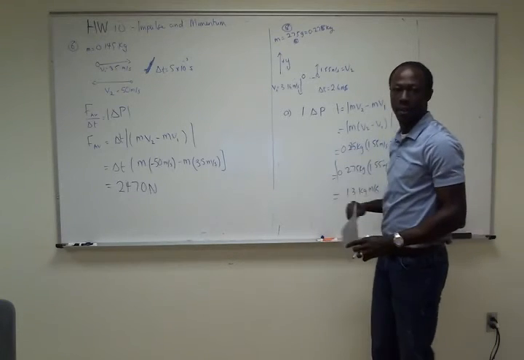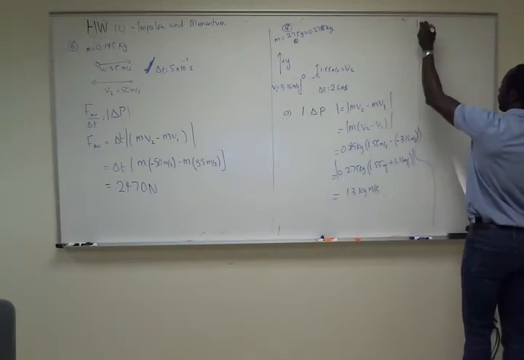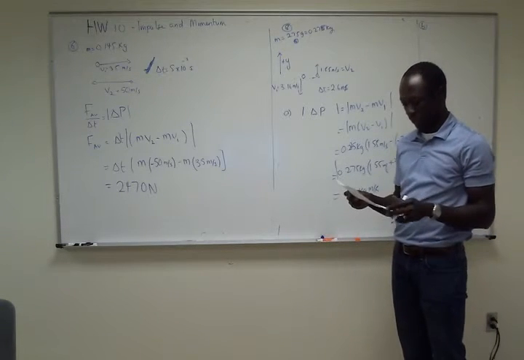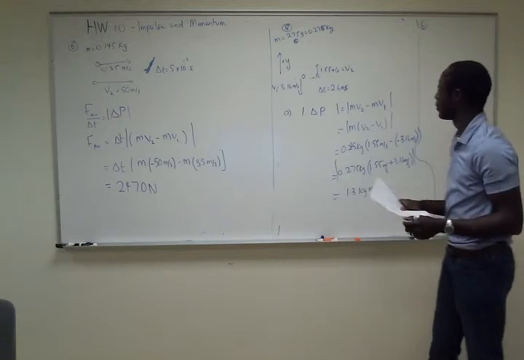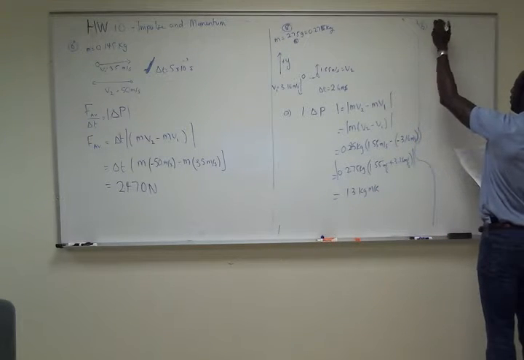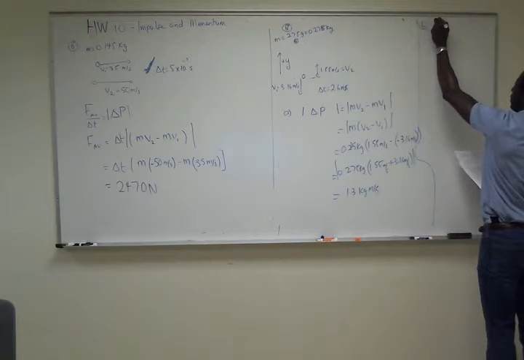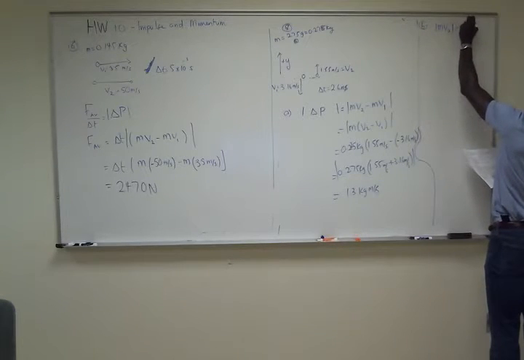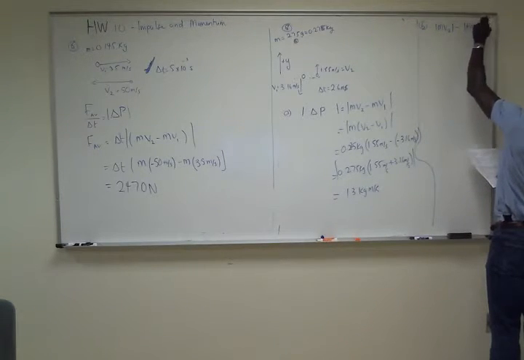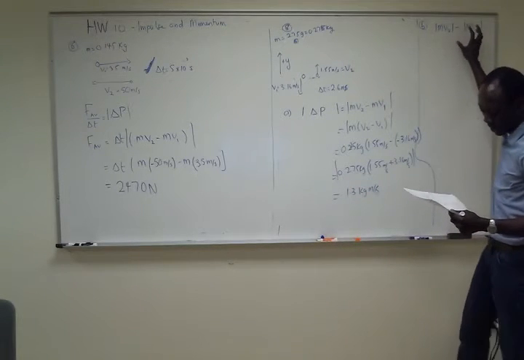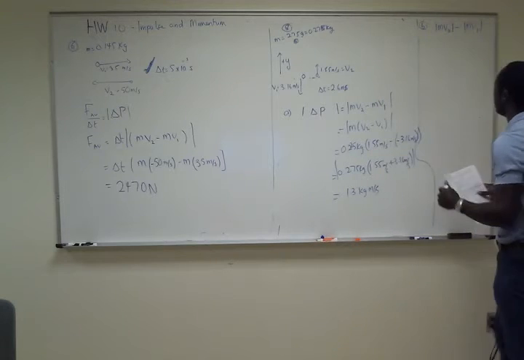In part B of this problem, we have to find the change in the magnitude of the ball's momentum. So for part B, we have to find the change in the magnitude of the momentum. So part B, we have to find the magnitude of mv2 minus the magnitude of mv1, which is very different from finding the magnitude of the change in the momentum.